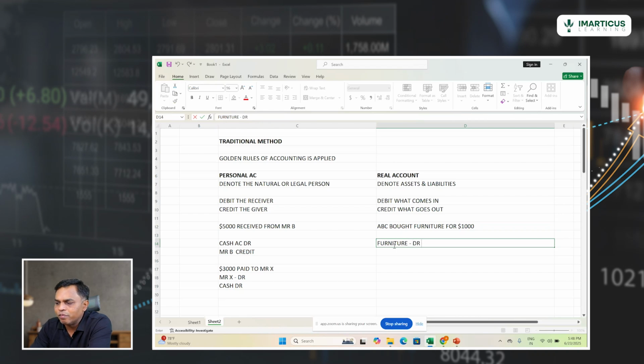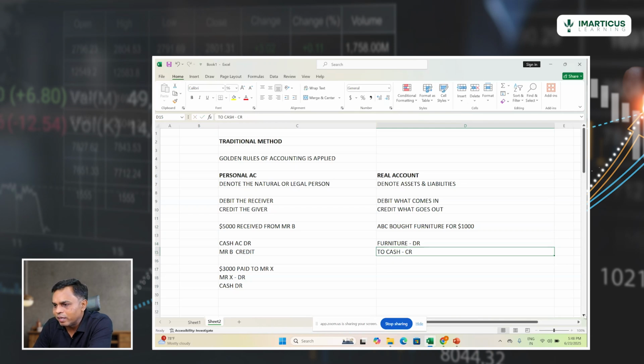So you debit furniture, and cash is also an asset. But actually, what happens is when you buy furniture, you spend out, so the cash actually goes out. So something which goes out, you actually credit it. So the entry for the real account here, the ABC company bought furniture: furniture is debited and the cash is credited.